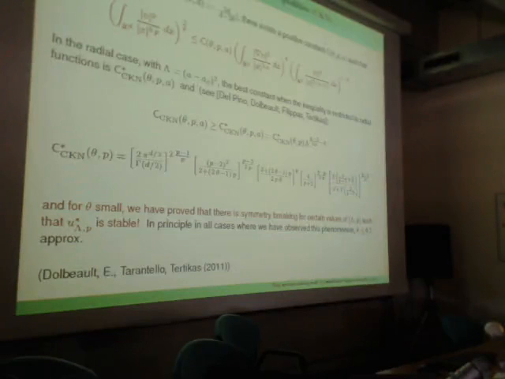So what we have proved now with Dolbeault and Loss is that when theta equals 1, this strange phenomenon that we found for theta small doesn't happen, and actually the conjecture is true. For theta equal to 1, whenever the radial minimizer is stable, it's a local minimum, it's going to be a global minimum. But this is a very sensitive problem, because if you change theta, you don't have that result.